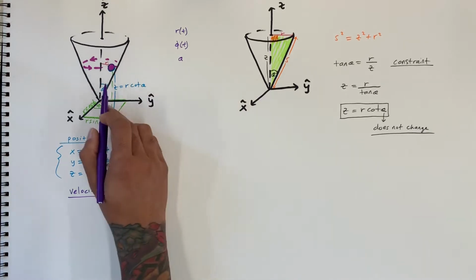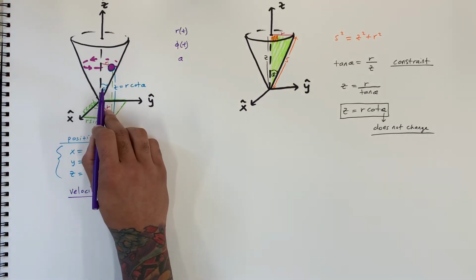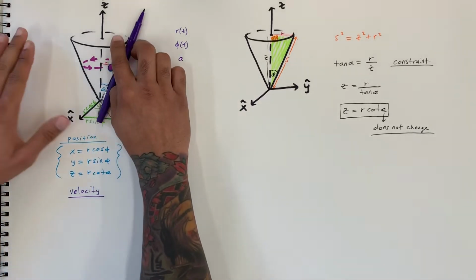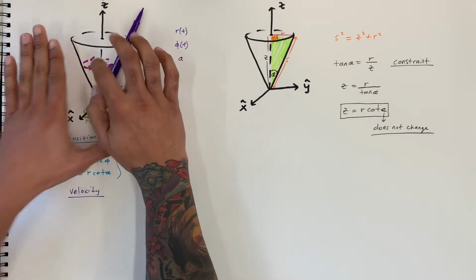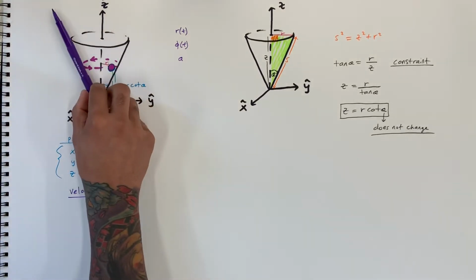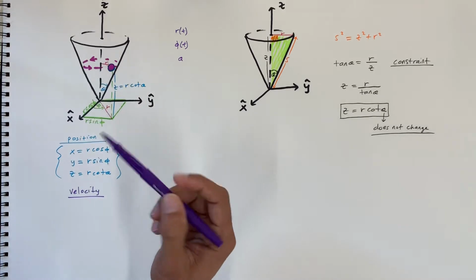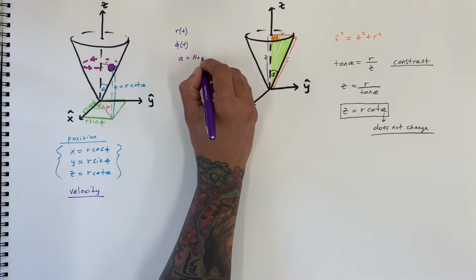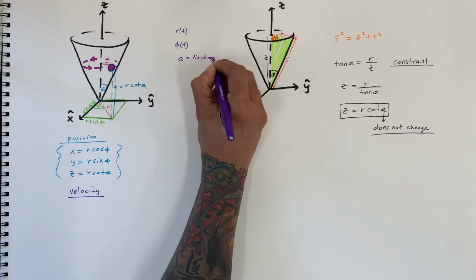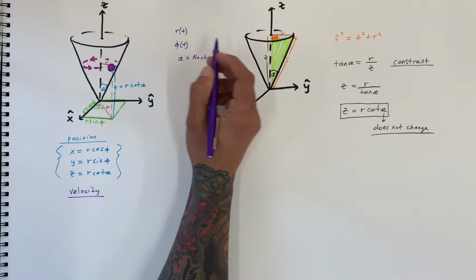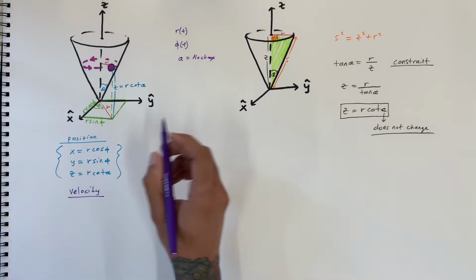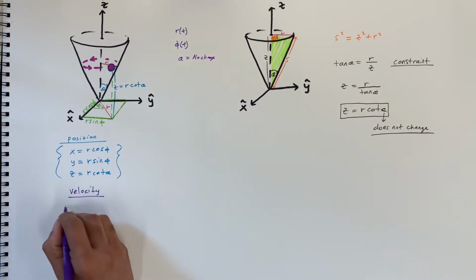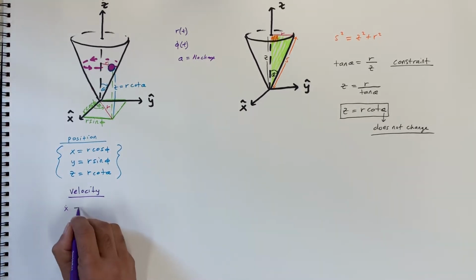Theta, which is the angle of the cone, does not change. So the shape of the cone does not change. It's a fixed cone. So there's no change. It's not a function of time like these. All right, so with that in mind, let's take the derivative of x dot.